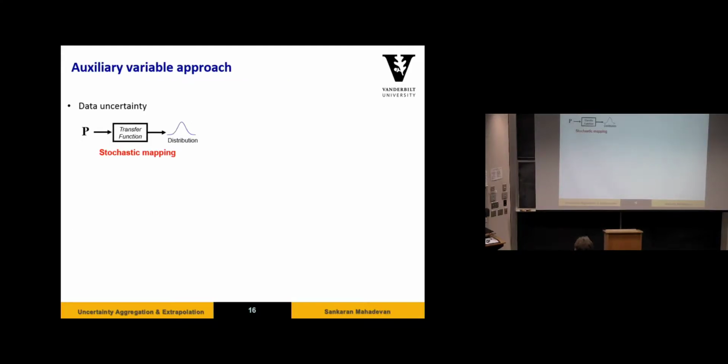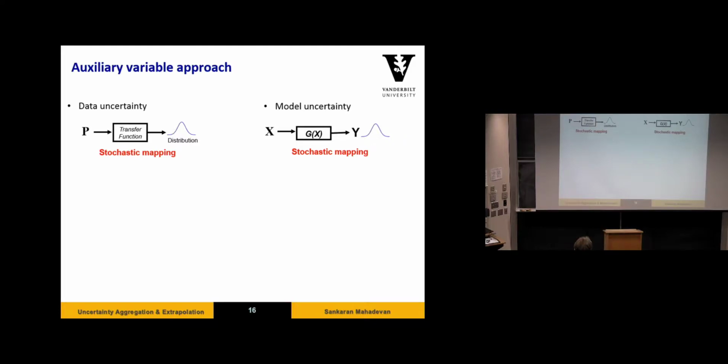So the auxiliary variable approach: you have two situations where, for example, because of inadequate data, you have some uncertain distribution parameter. For a given value of the distribution parameter, you have one distribution. If the value of p changes, you have another distribution. So there is a stochastic mapping, a one-to-many mapping here. Similarly, in the case of model uncertainty, there is a stochastic mapping because of the uncertainty. So in both cases, you have stochastic mapping.